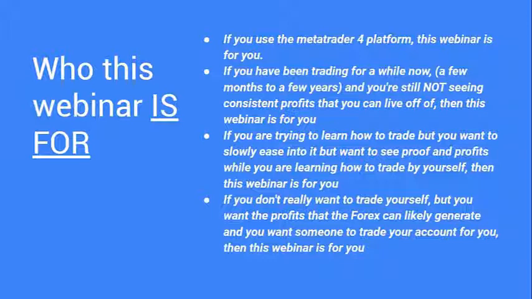And then you would connect your MT4 account, which is short for MetaTrader 4, to my trade copier service. And from that point on, I would execute all the trades for you. That's why you would need to use the MetaTrader 4 platform.